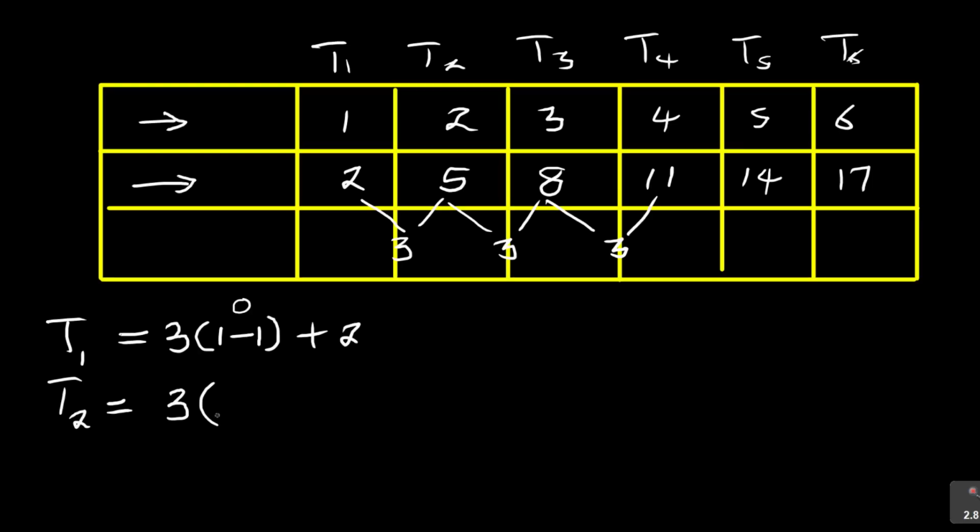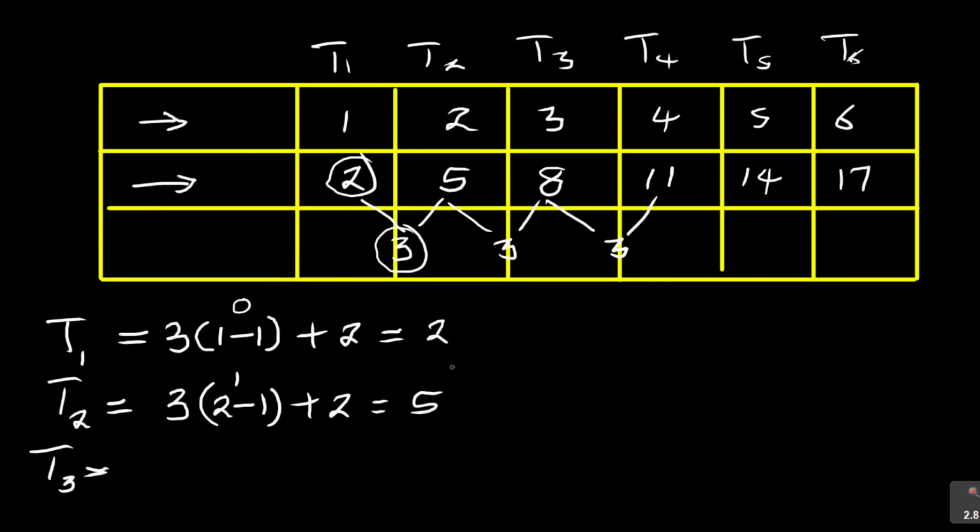And then T2 is equal to 3. Because I'm at 2, I can say 2 minus 1. And you know what is 2 minus 1 is 1 plus 2. So here I will get 2. You can check with the calculator. Here I will get 5. Now look at this. T3 is equal to, remember where I'm getting the 3 from. This is where I'm getting the 3 from. Where am I getting the 2 from? This is where I'm getting the 2 from.